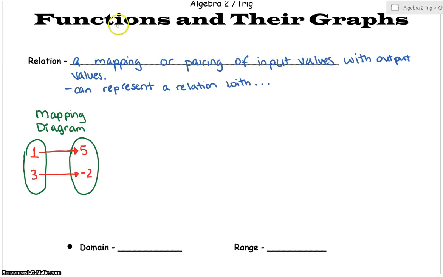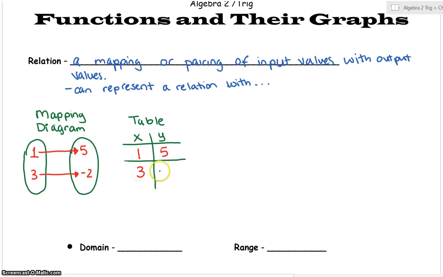All right, another representation of this would be through a table. When we create a table, we usually have an input value, most likely called the x, and an output value, most likely called the y, but it could be any variable. In this case, we would say that if the input value is 1, then it goes with 5, as you can see in the diagram. And if it's 3, then it matches with negative 2. That would be our output. So that's another way of representing the same information.